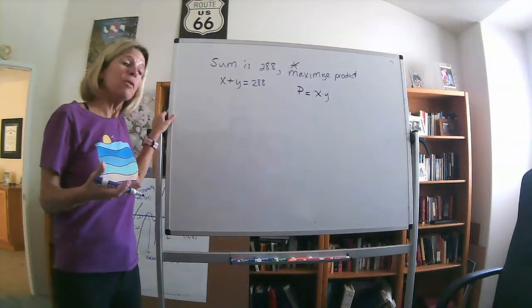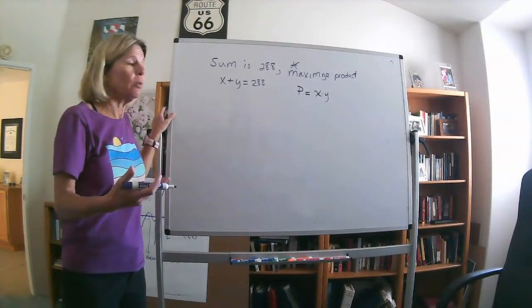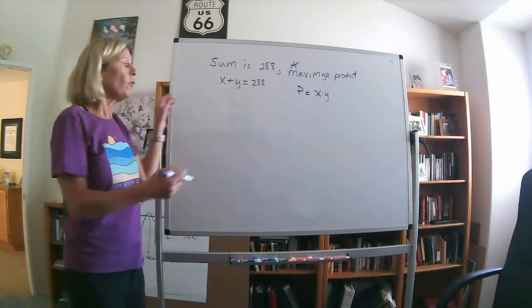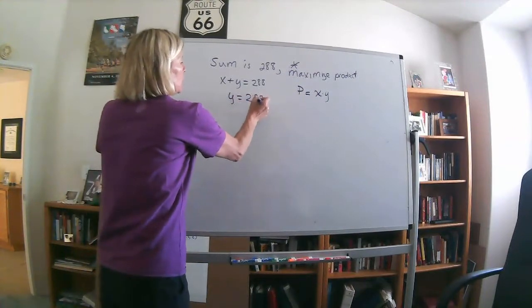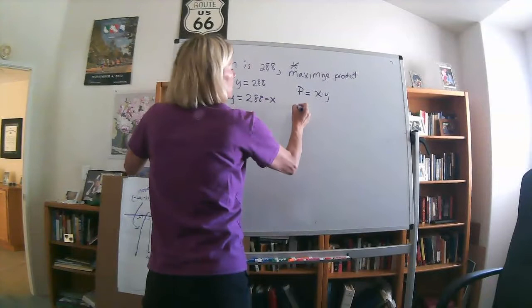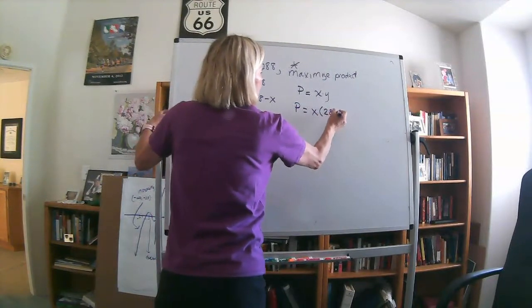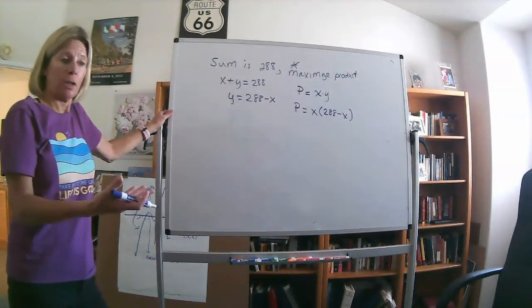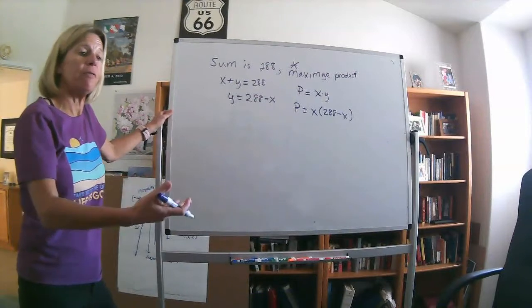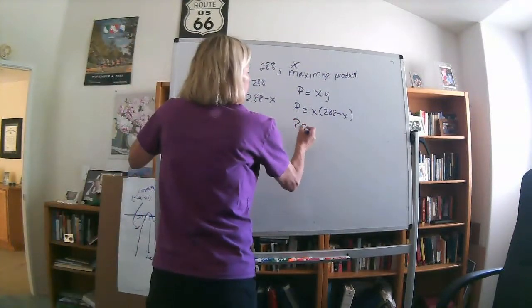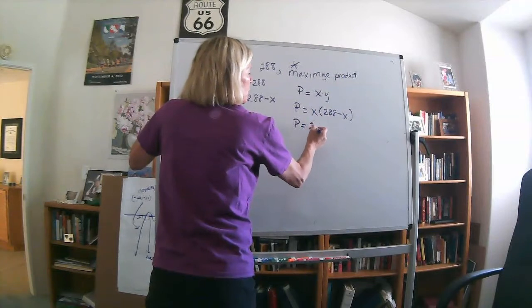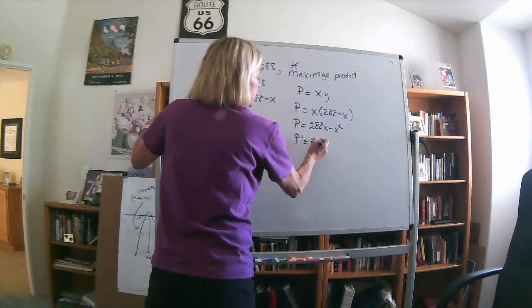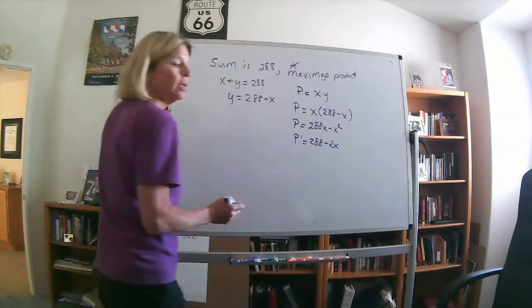I cannot take the derivative at this point with two different variables. So I'm going to come back and use this first equation and solve for y. Y equals 288 minus x, and substitute in. So now I've got a function that I can take the derivative of and find critical numbers. So my product, I'm going to distribute first, 288x minus x squared.